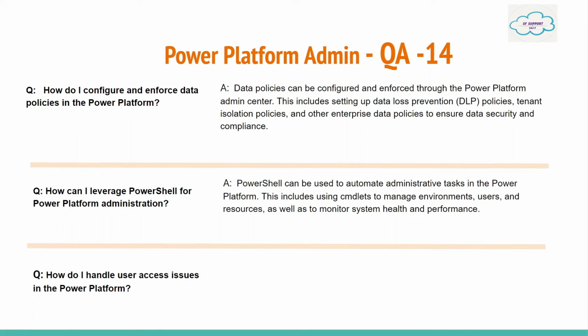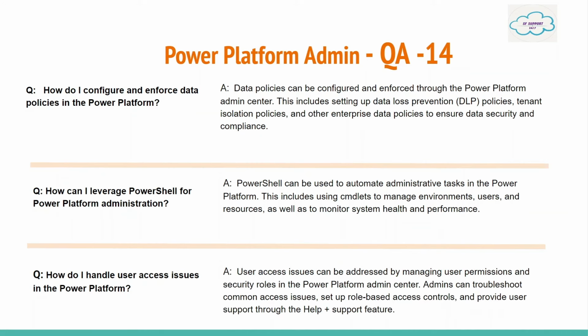Question: how do I handle user access issues in Power Platform? User access issues can be addressed by managing user permissions and security roles in Power Platform Admin. Admins can troubleshoot common access issues, set up role based access, that is the best practice to go, and provide users through help and support.